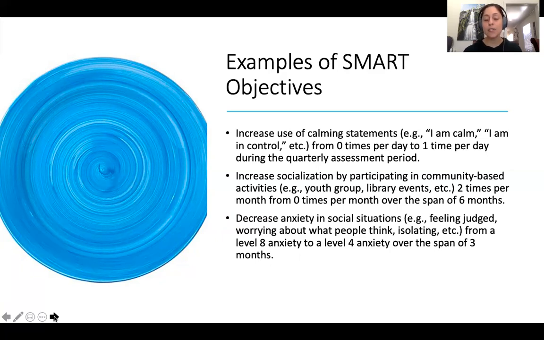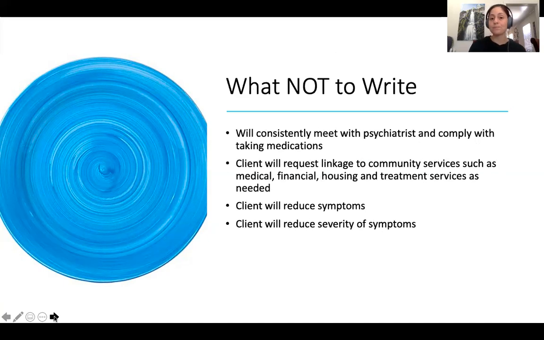And then the last one, decrease anxiety in social situations. And what does that anxiety look like? Feeling judged, worrying about what people think, isolating, etc. From a level 8 anxiety to a level 4 anxiety. So we're making this measurable by ranking what the client has reported as severity and making it realistic by cutting it in half, which the client may have agreed to, that is realistic for them, and making it time-based by saying over the span of 3 months. These would all be great SMART goals to use.